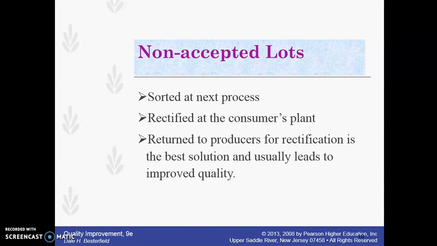Normally, the non-rejected lot will go to sorting at the next process, rescreen, or replacement with good parts. If you reject the lot, then the lot has to be replaced with a good quality lot or rescreened. You had better rescreen it to find the best solution to improve your process quality.